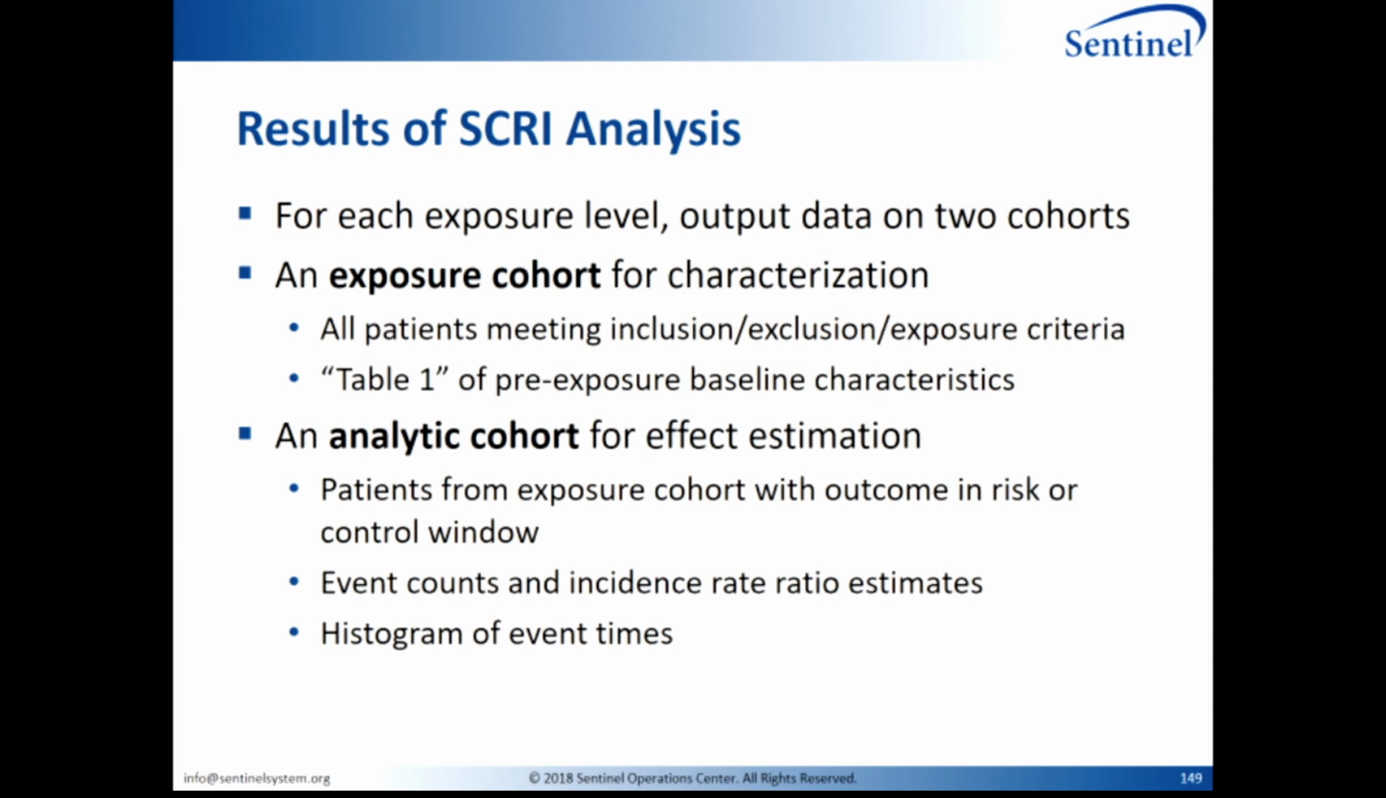The analytic cohort is what's actually used for the effect estimation, and that only includes patients from the exposure cohort who have an outcome in the risk or control window. So you have to be in the exposure cohort, have the outcome, and it has to occur in either window. So if it occurred between the windows or outside the window, you're not counted in the analytic cohort. And in this cohort, we assess the event counts and incidence rate ratio estimates, and we also provide a histogram of event times. And we'll go over the specific output from the tool right now.